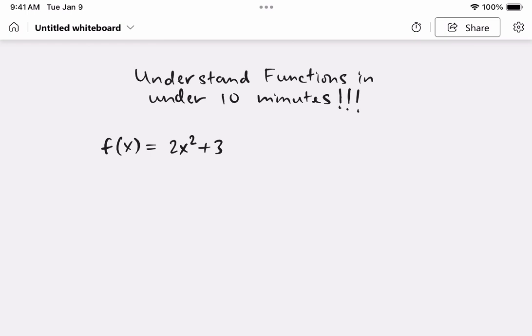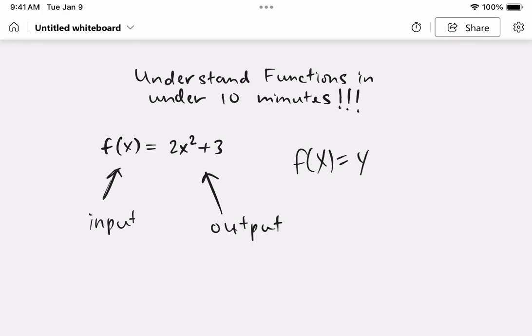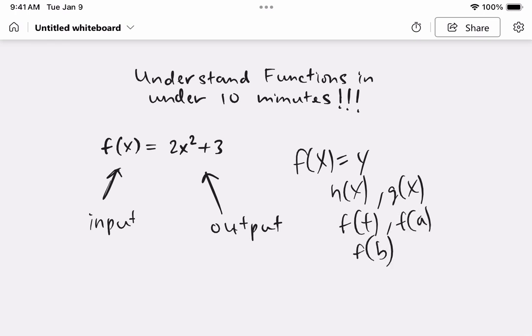The f of x, as you can see here, is what's known as the input. Meanwhile, the 2x squared plus 3 right here is what's known as the output. And just to avoid confusion, some people don't know what f of x means. You can actually rewrite that as just a simple y. You can also rewrite it as h of x, g of x, f of t, f of a, f of b, and so on and so forth. It doesn't matter, just as long as you're writing the equation that we see here.